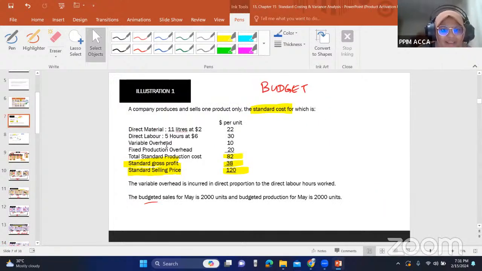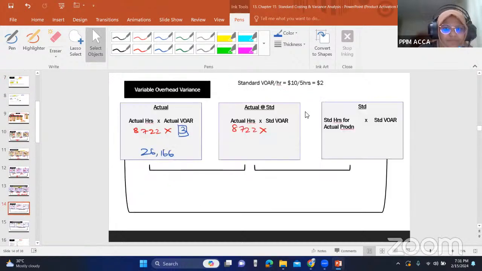They're saying the variable overhead is 10 per unit. So they are asking you for the variable overhead absorption rate. If it is 10 per unit, you have to divide it by the number of hours, which is 5, for you to get the rate per hour. So that is what we have done here. Variable overhead absorption rate, that is $10 divided by 5, which will be 2 per hour.